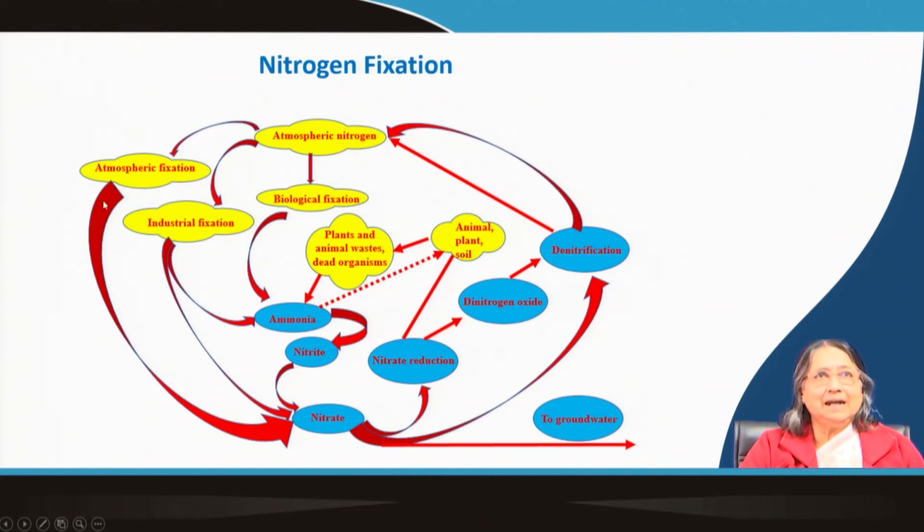So nitrate can go into the soil, or it can ultimately go to the groundwater, or it can go to river water or pond water as runoff. In the natural process, this atmospheric fixation is going on all the time. Now, there is the industrial fixation that I also discussed, like the electric arc process and the Haber process. Now, biological fixation, what is biological fixation?